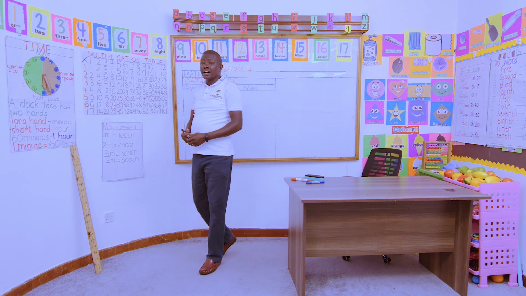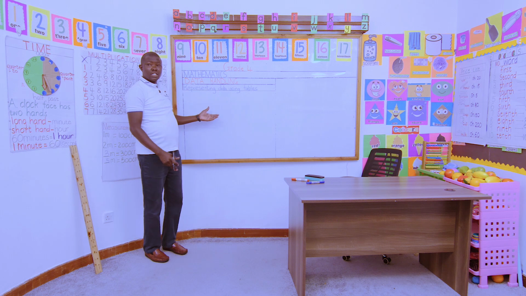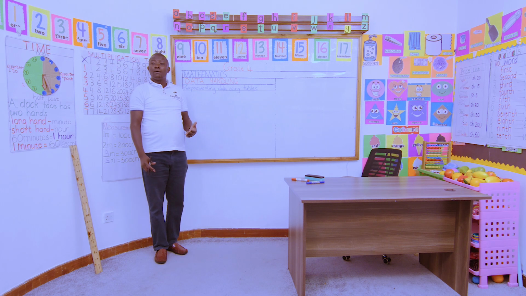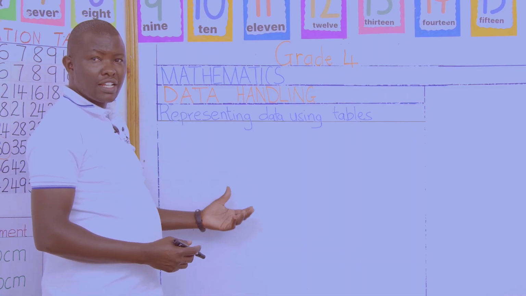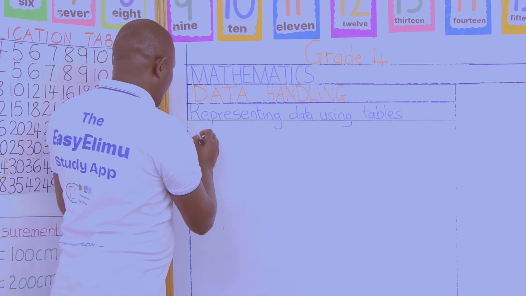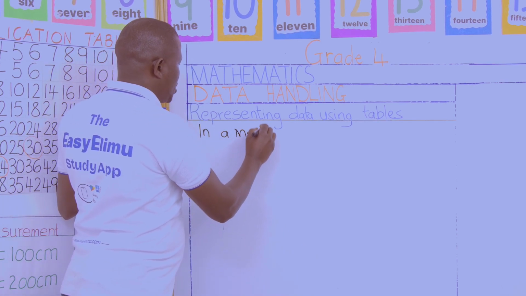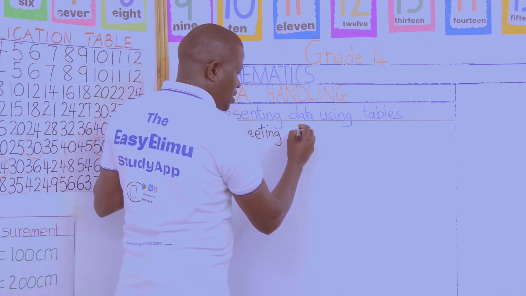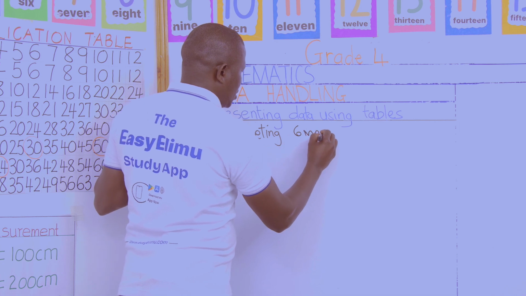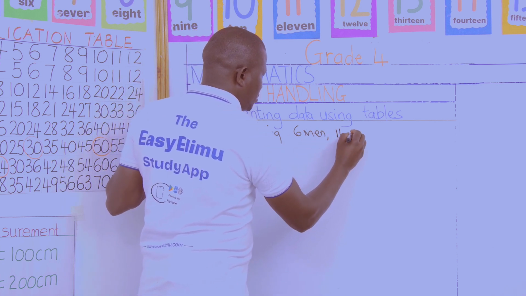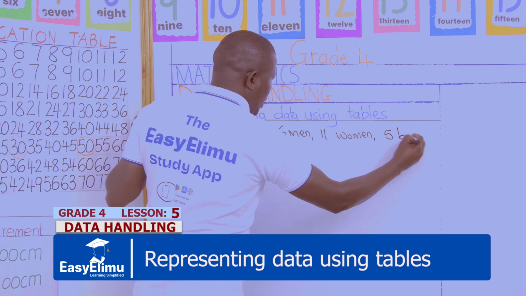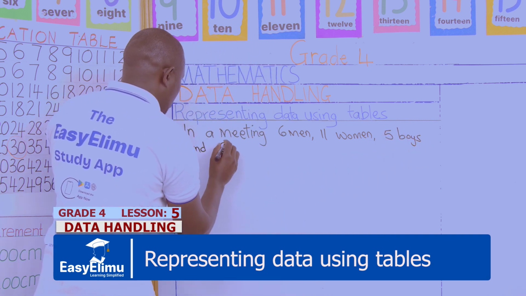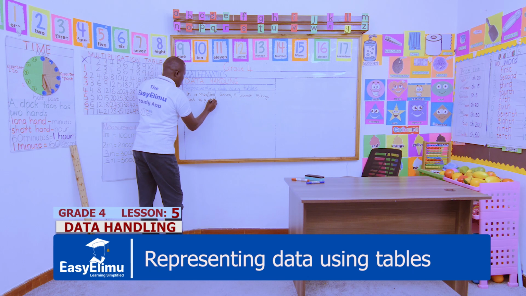Now, in our groups, let us record in the meeting that we had for the parents, what was the number of men, women, boys and girls who attended that meeting. In the previous meeting that we had, let us tabulate the number of boys, the number of girls, the number of men and women who attended a meeting. In a meeting, 6 men, 11 women, 5 boys, and 4 girls attended.